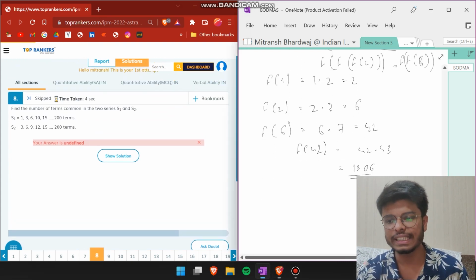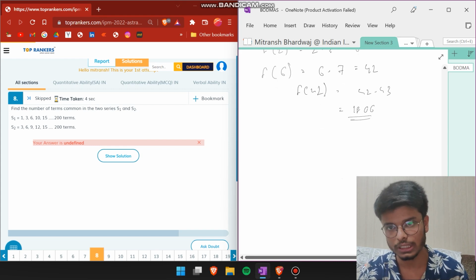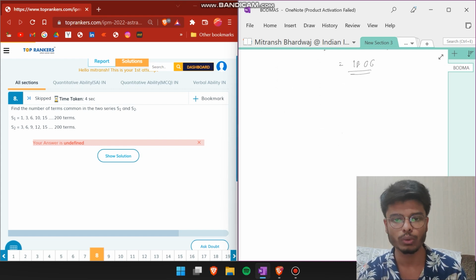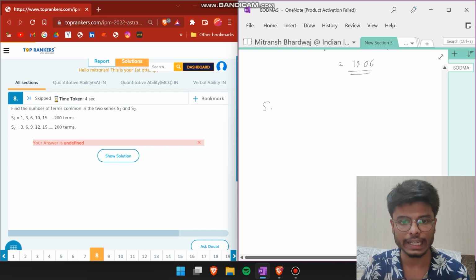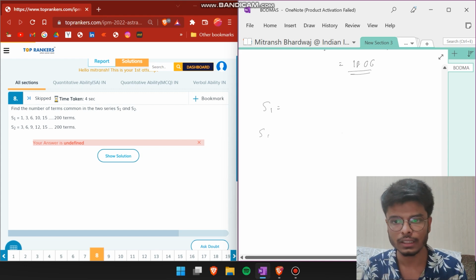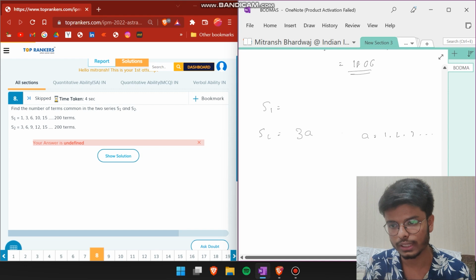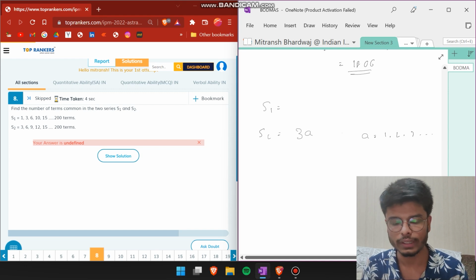Okay, so series and summation is a very scoring section. Practice your fundamentals very well in this section and you can do it really well. So S1 is nothing but, you can see the differences are increasing in nature. For S2 it is constant at 3, so S2 you can get as 3a, where a equals 1, 2, 3 like this up to 200 terms, right?